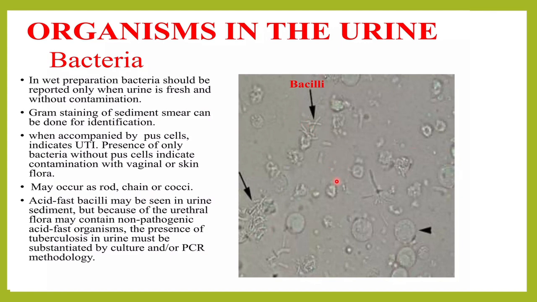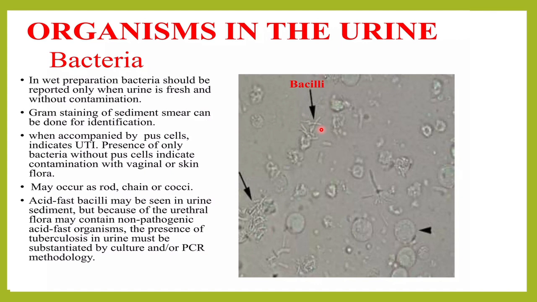Whenever there are bacilli with associated pus cells, that indicates UTI. Suppose there are only bacteria, with a very clear background, no neutrophils or pus cells, then it could be just a contamination. If you are seeing bacteria only without pus, then it could be contamination with vaginal or skin flora. Sometimes you can see these bacteria rod shaped, in chains, or in the form of cocci.